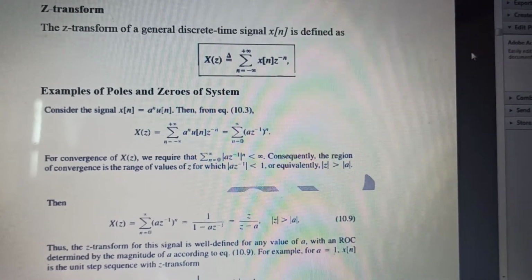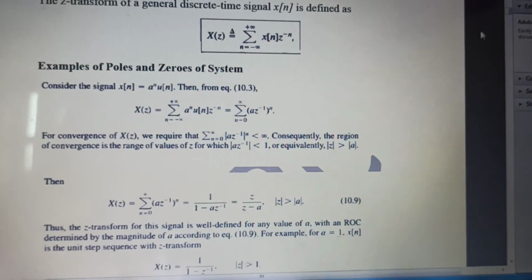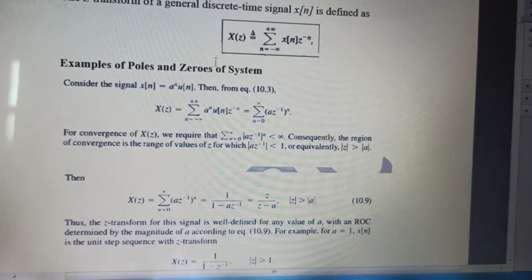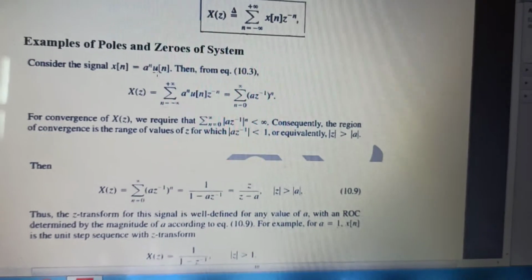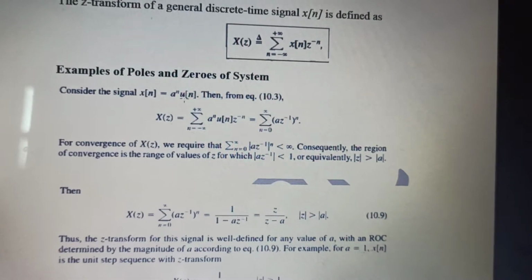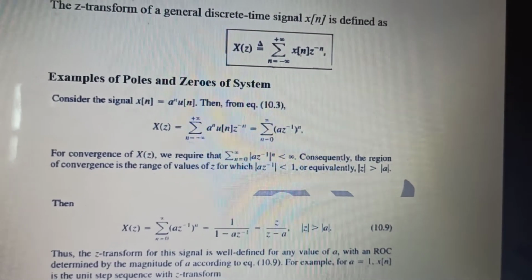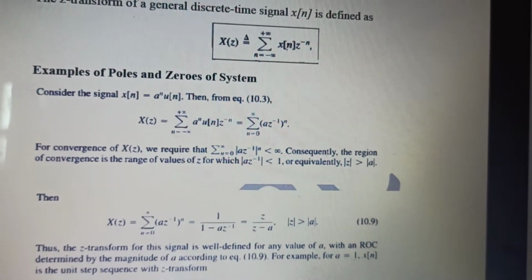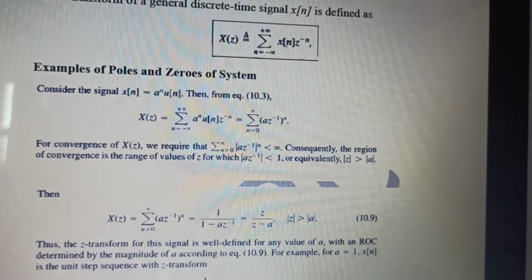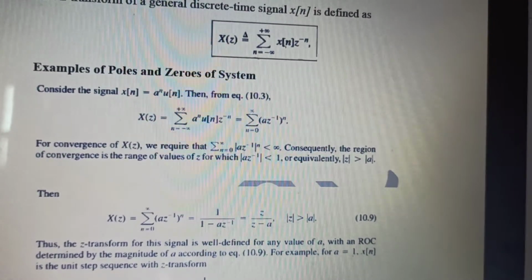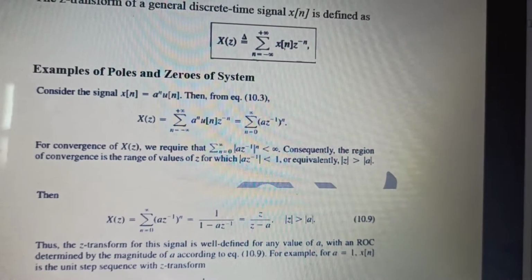Consider the signal a to the power n u of n, that is shown here. As I had already discussed, the formula is X of z equals the summation from n equals minus infinity to infinity of x of n z to the power minus n. So we replace x of n by a to the power n u of n, multiplied by z to the power minus n, and then we carry out the summation.